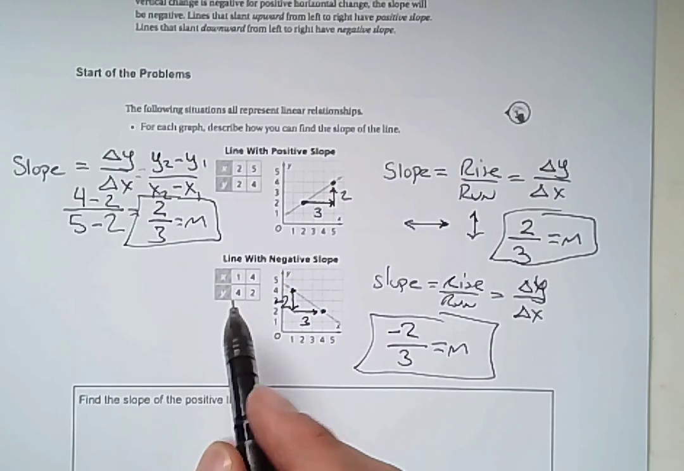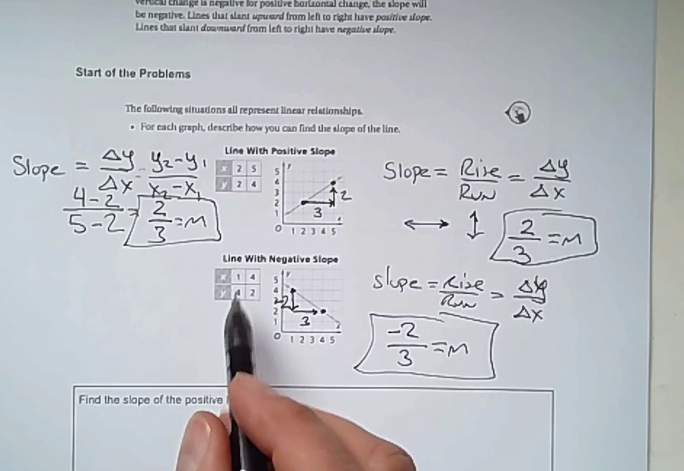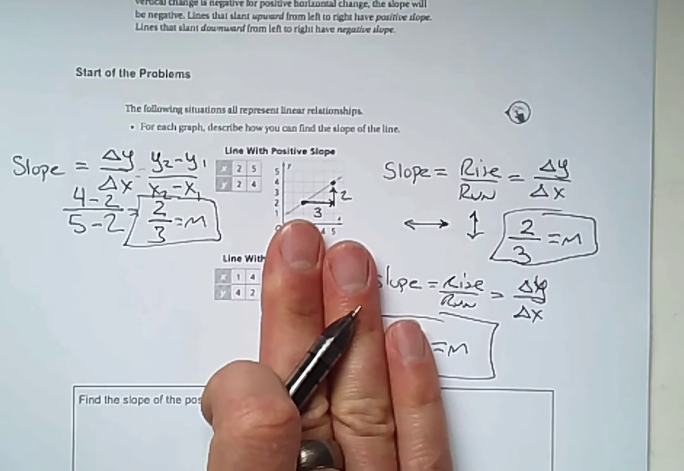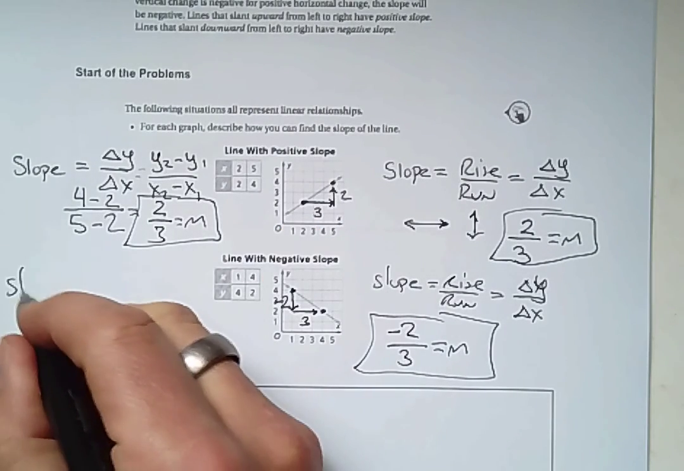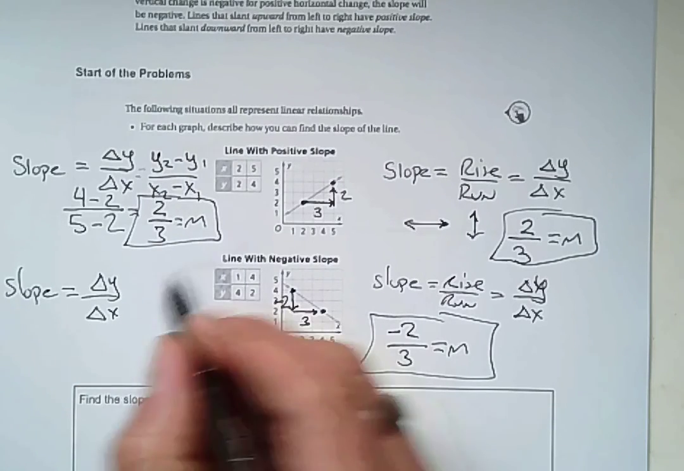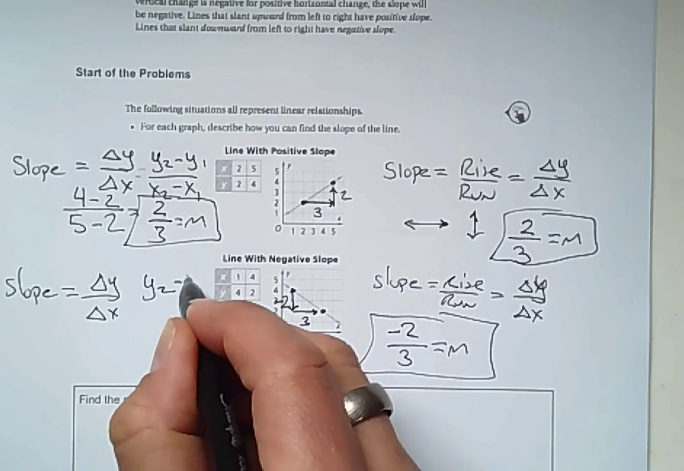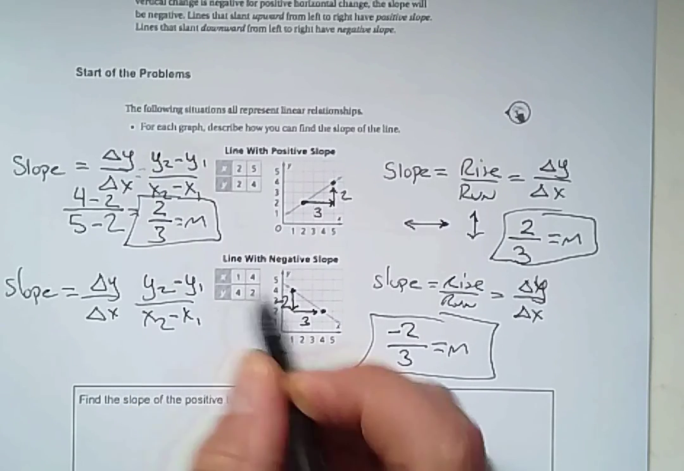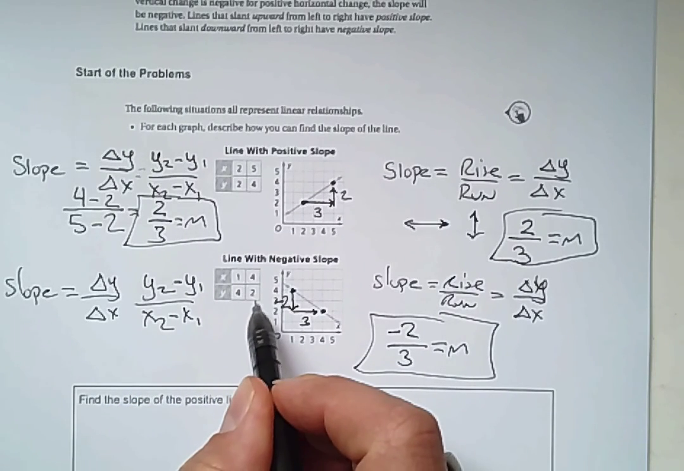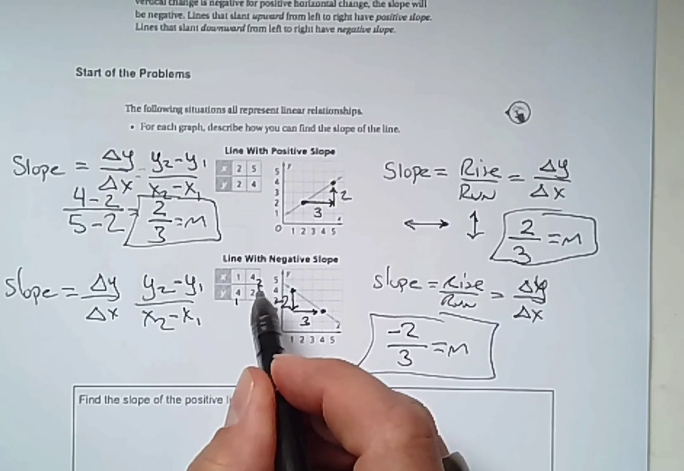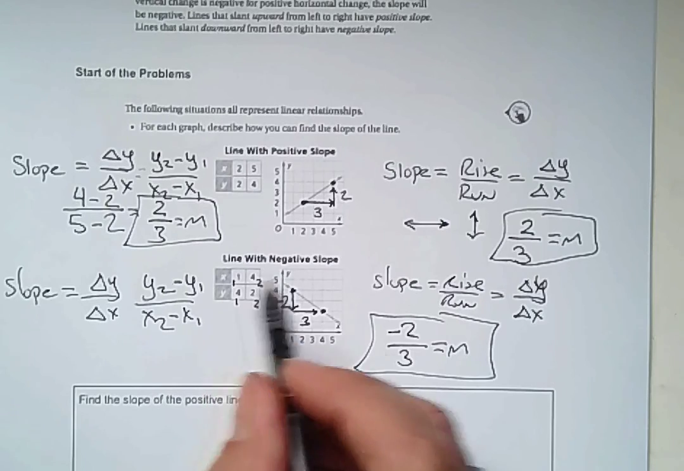Again here, in the second problem, we know it's going to be negative because it's going downwards left to right. But again, if we didn't know that, we could calculate it. And so the slope is equal to the change in y over the change in x, y2 minus y1 over x2 minus x1. So here's my second y, here's my first y, here's my second x, here's my first x.